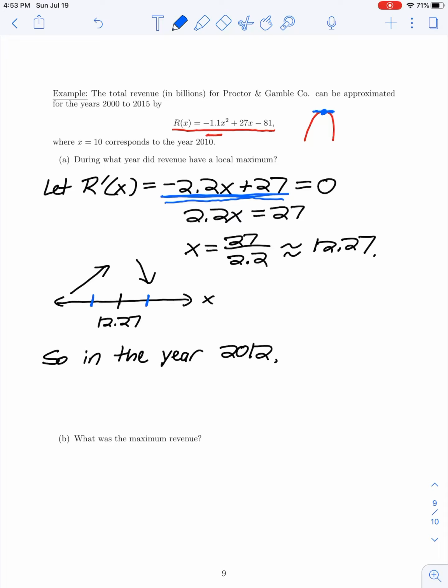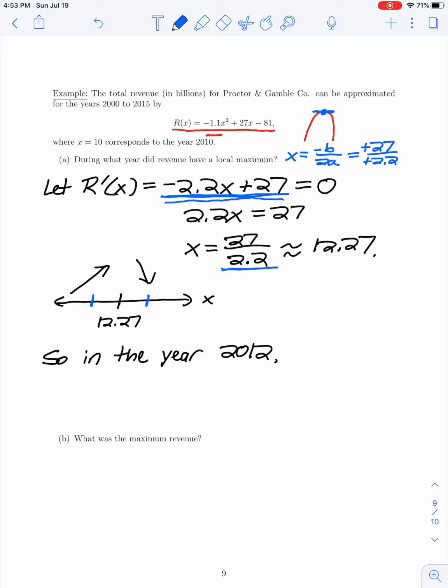And we could even find the value of x without relying on the derivative if we recall that the vertex of a parabola occurs at the x value given by negative b over 2a. So here we would have a negative 27 divided by a negative 2.2, or the two negatives would cancel. We have a positive 27 over 2.2, which was the same value that we found by using the derivative.